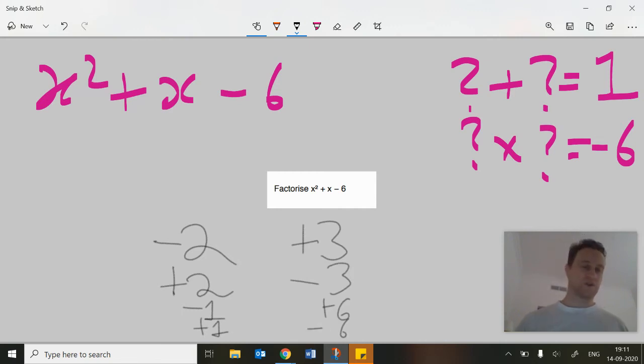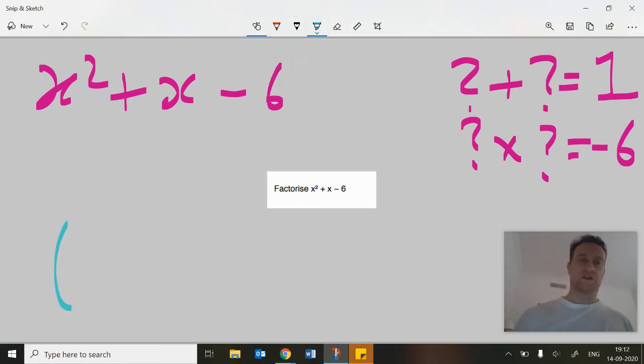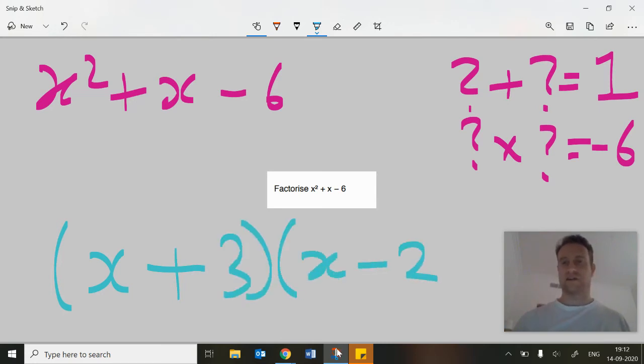Now, you've probably seen this one already. It's the first one which I chose there, the minus 2 and the plus 3, which is going to give us a total of 1. So that's the only combination which worked out of the 4 combinations which did work for the multiplication, which gives you the minus 6. So the final answer here is going to be x plus 3 and x minus 2.